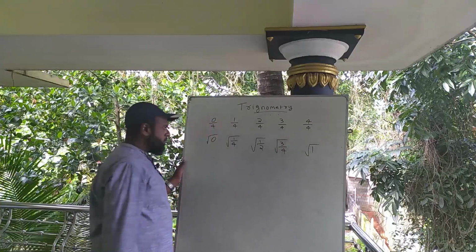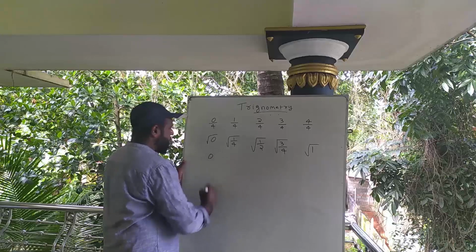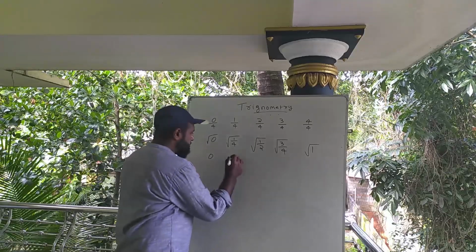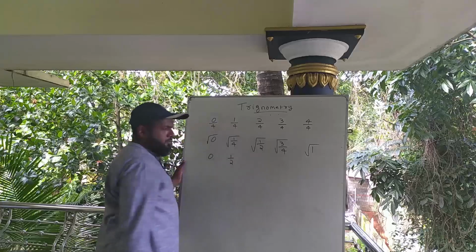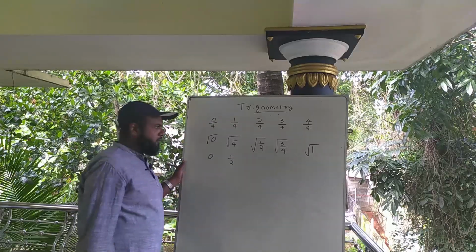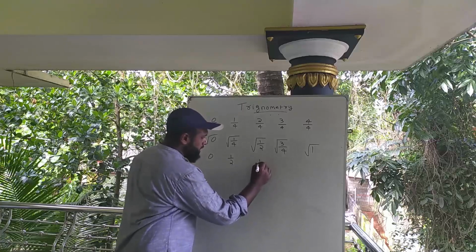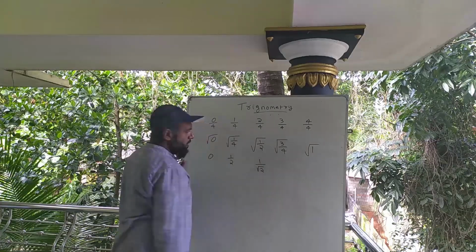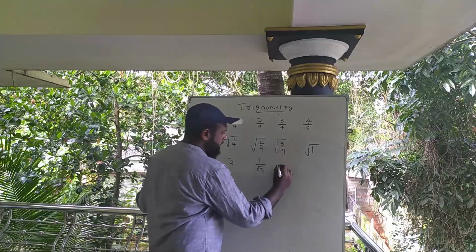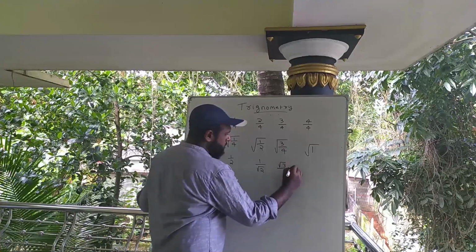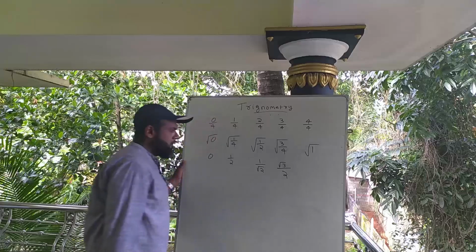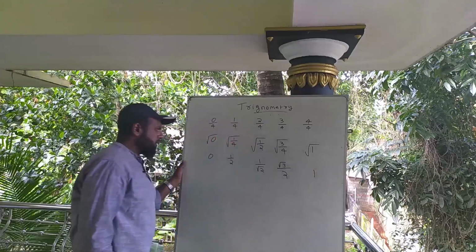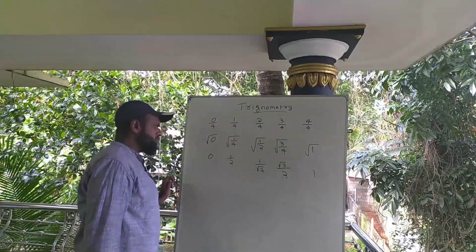What is root 0? 0. What is root of 1 by 4? That is 1 by 2. What is root of 1 by 2? That is root of 1 is 1, root of 2 equal to root 2. What is root of 3? That is root 3. What is root of 4? That is 2. What is root of 1 here? 1. So we have written like this.